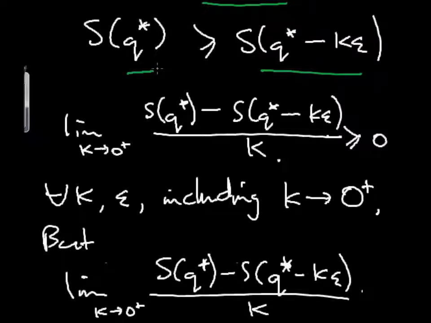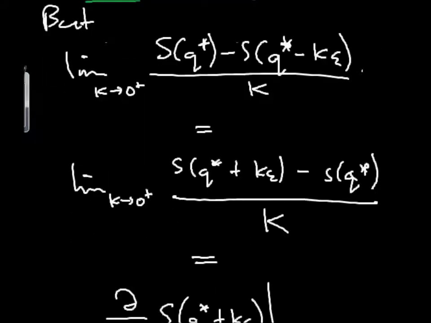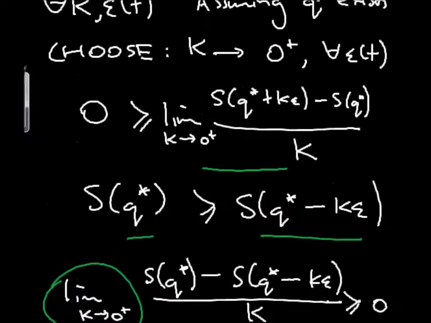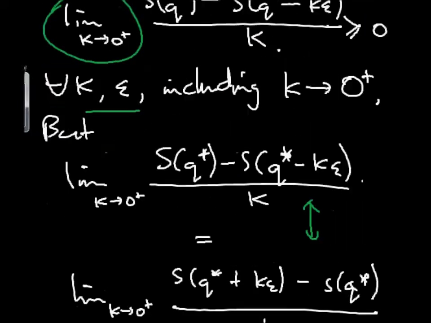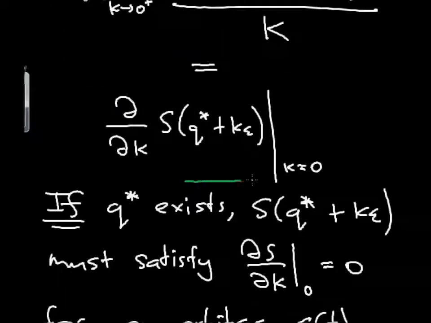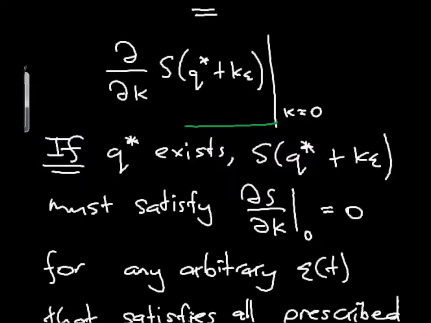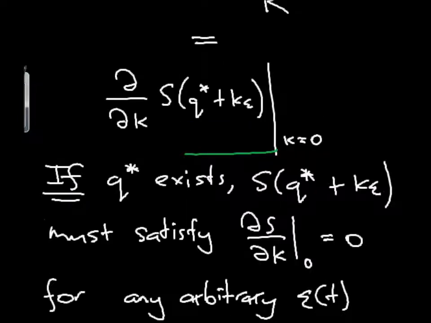If I can pick any positive k I like, what if I shrink it to a small positive number? In the limit, these two things equal dS/dk at k equals 0. But if this derivative can't be greater than 0, and it can't be less than 0, then it must be 0. If we were trying to minimize rather than maximize S, both of these inequalities would reverse, but we would reach the same conclusion. dS/dk equals 0 at k equals 0.